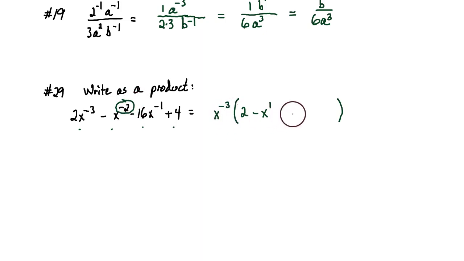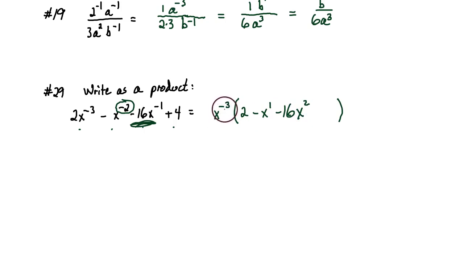X to the negative 3 times what makes negative 16x to the negative 1? We would need to have negative 16x squared. Again, times these together in your mind and make sure you agree that it does make negative 16x to the negative 1. A negative 3 plus a 2 makes an exponent of negative 1.